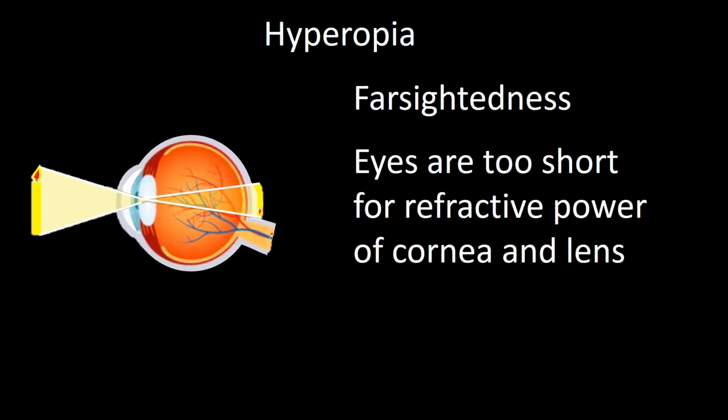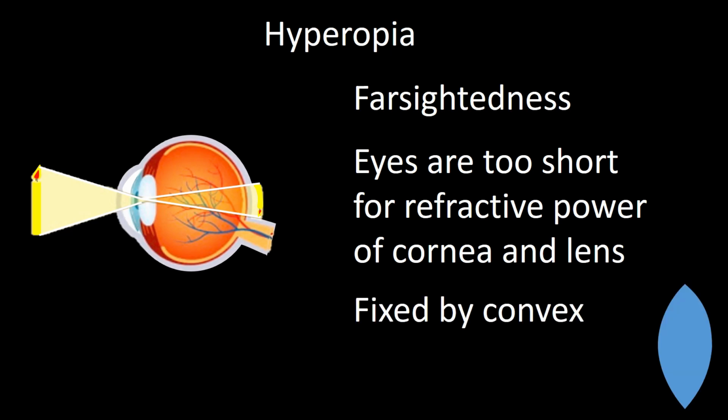Eyes affected by hyperopia are too short for the refractory power of the cornea and lens. Hence, crisp images fall behind the retina. Hyperopia is fixed by convex lens.